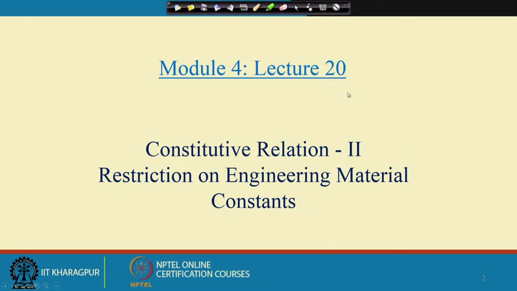This is lecture number 20 for module 4, where we are discussing constitutive relation 2. In the previous class we learned how to relate the mathematical constants of the constitutive or compliance matrix, which is Cij or Sij, to the engineering elastic constants, which are Poisson's ratios, the Young's modulus, or the coupling coefficients.